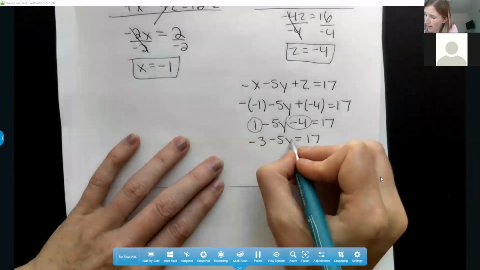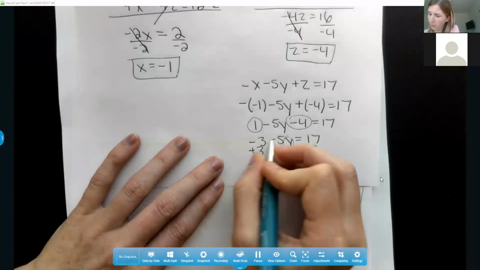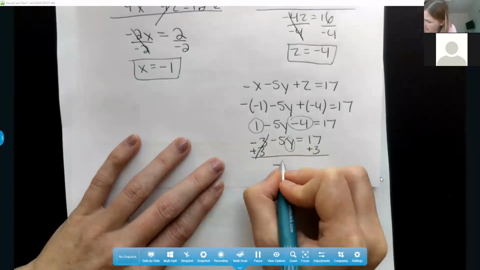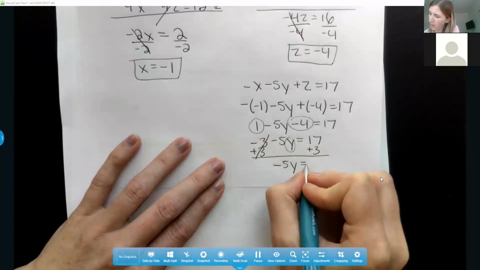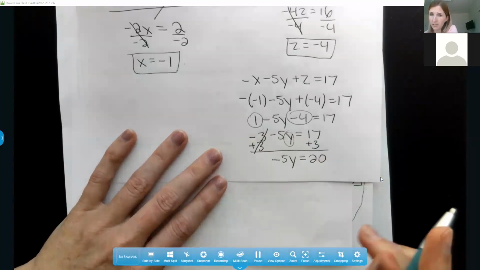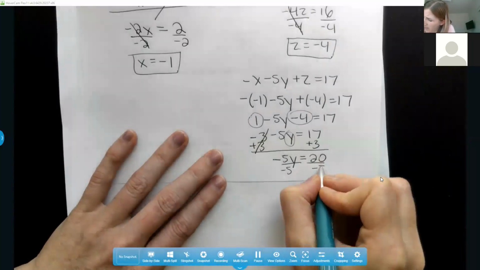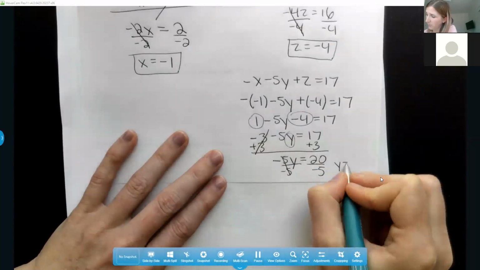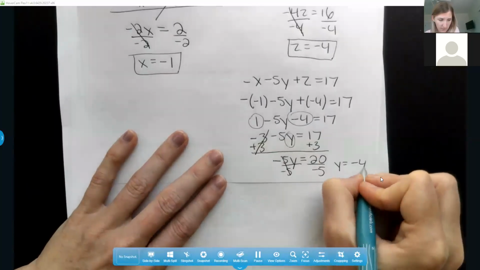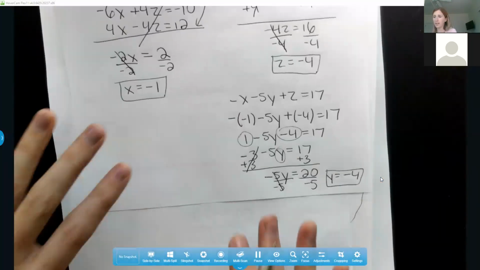I'm trying to get y by itself. So I'm going to add 3 to get rid of the 3 using inverse operation. And I'm left with negative 5y is equal to 20. So now I need to divide both sides by negative 5, which means y is equal to negative 4. We did it.